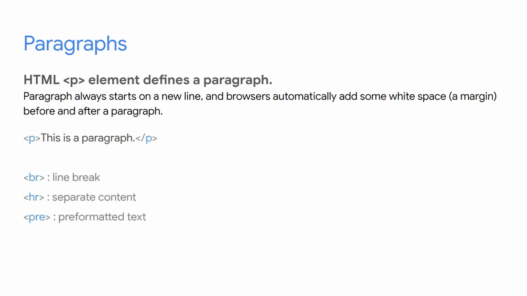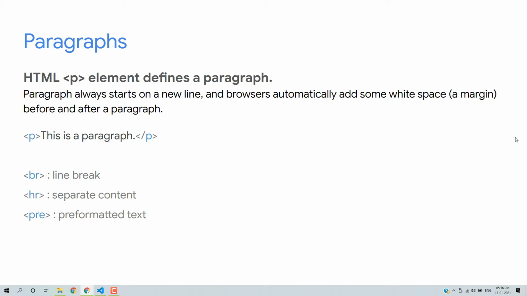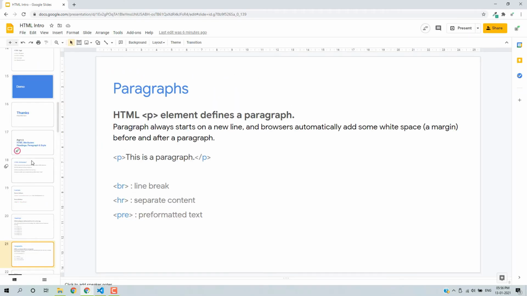And also, as you already know, we can create a paragraph with the help of the p tag. Inside a paragraph, we can add the br tag for a line break. We can add a horizontal line or separate the content with the help of hr. And we also have another tag, the pre tag, which we use for pre-formatted text. We will discuss these in the demo part. So first, let's dive into these things.